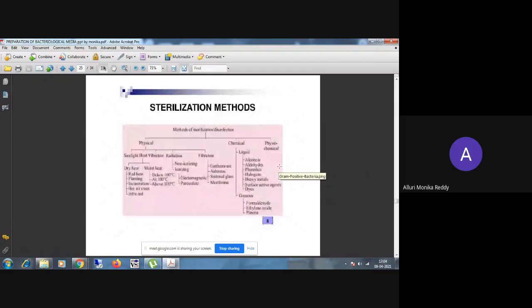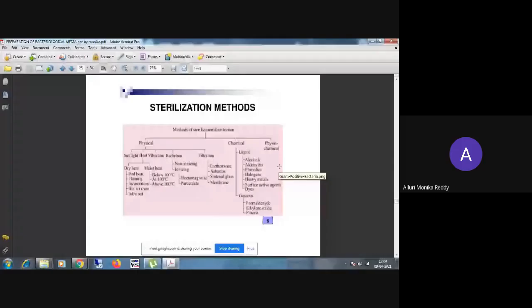Last but not least, sterilization methods. Why do we have to sterilize things? Is it necessary to sterilize things? Yes, of course, it is very much necessary to sterilize things. In sterilization, we have three types: physical, chemical, and mechanical.